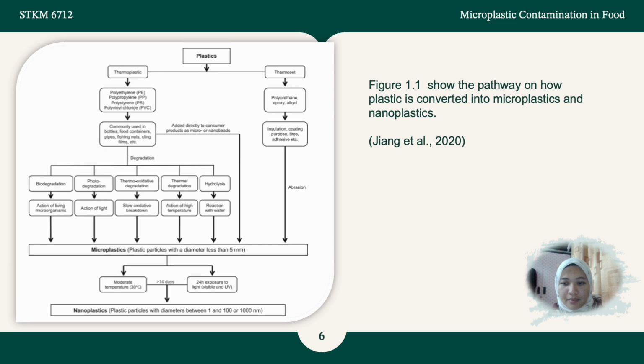And this microplastic, over a period of time, can also turn into nanoplastic because it is exposed to the light, to the UV. And this reaction can even happen under moderate temperature, around 30 degrees Celsius.